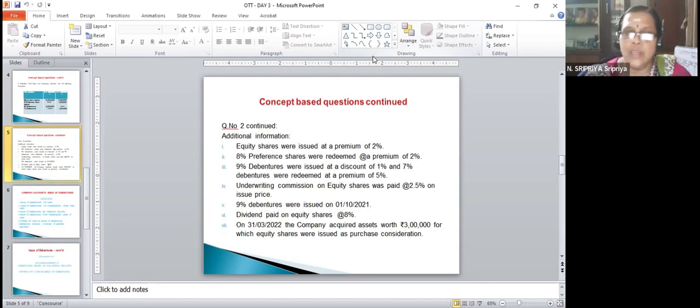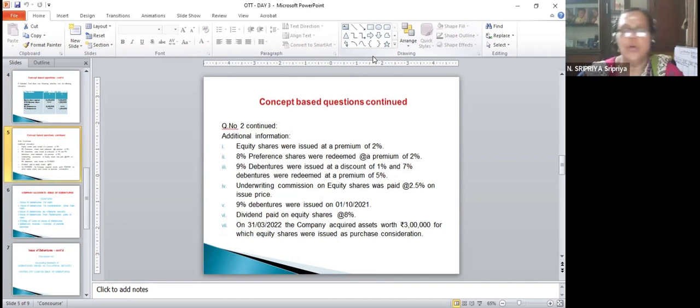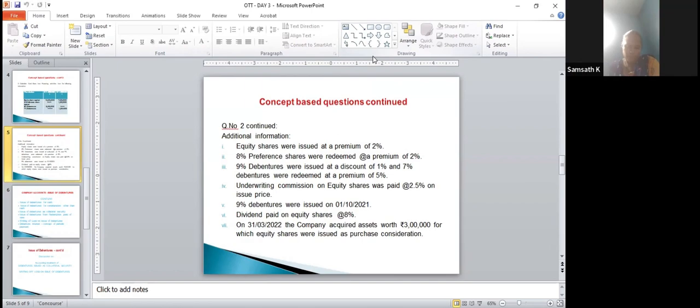So in the financing activities, proceeds from issue of equity shares, in the inner column, write 2 lakhs. With that, you will add securities premium. 2% of 2 lakh will be 4,000 rupees. Then less underwriting commission 2.5%. 2.5% of 2 lakh rupees will be underwriting commission, which will be 5,000 rupees. That should be subtracted. 2 lakh plus 4,000 minus 5,000. Yes. Okay.